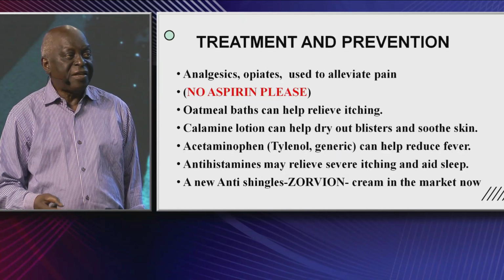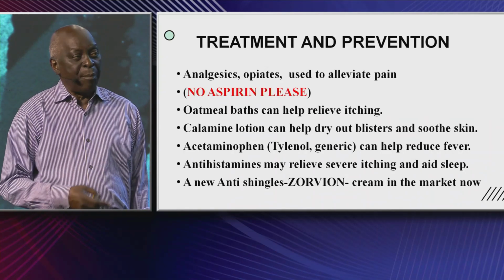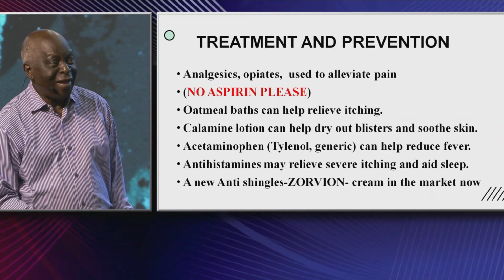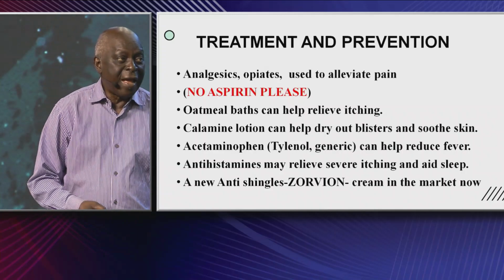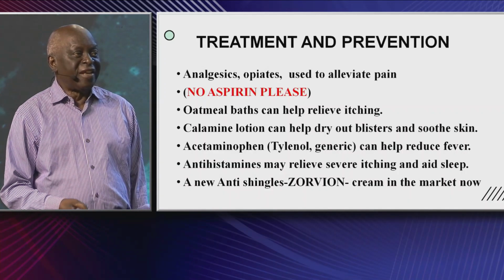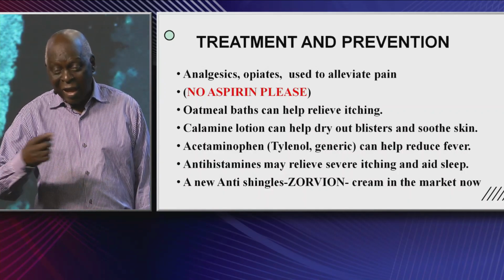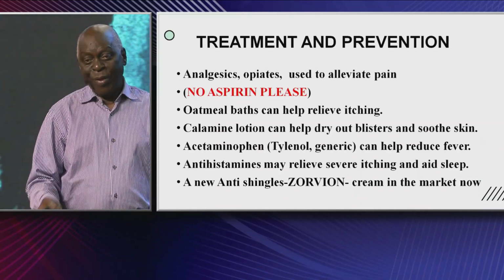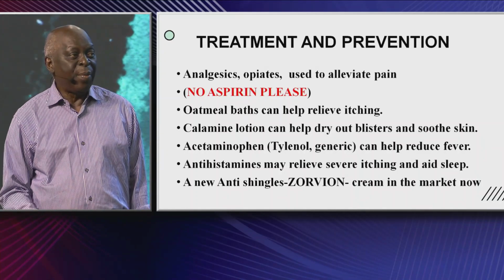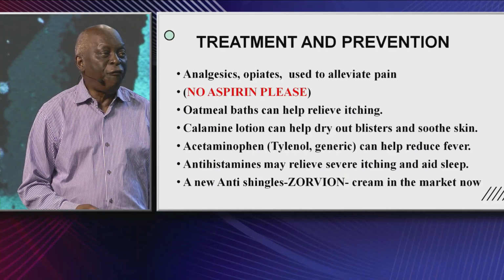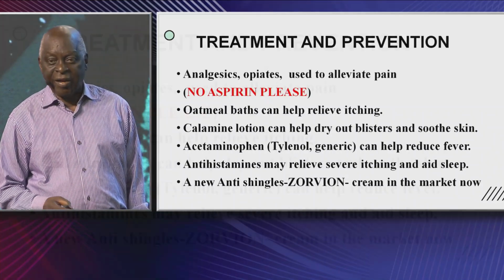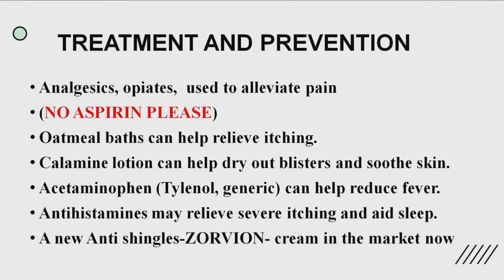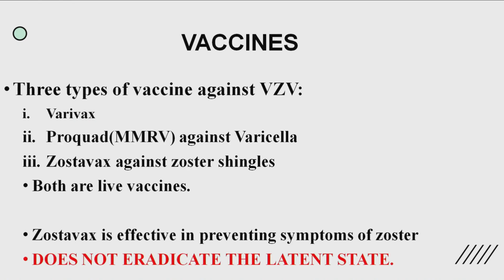A new antiviral, anti-shingles drug is in the market now. In fact, the company has been forwarding this to me every now and then, so I've also been campaigning for them. The new antiviral for shingles is called Sovion. It's a cream, and it's in the market right now. So if you have shingles, you can visit your pharmacy and get this drug.